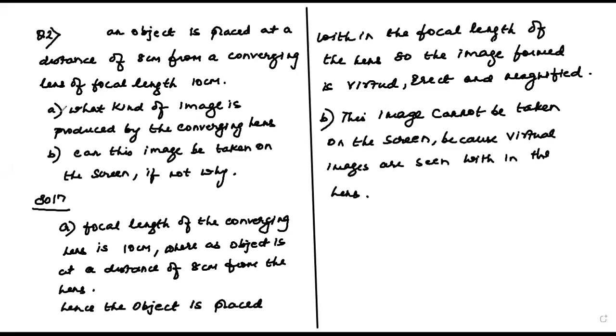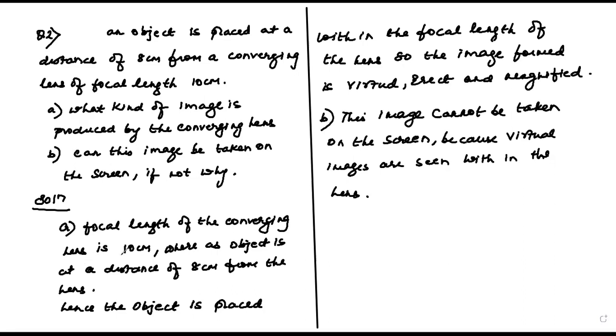And focal length क्या है लेंस का? 10 centimeter. First question, what kind of image is produced by the converging lens? मतलब nature of the image आपको बताना है. And can this image be taken on the screen? If not, why? So उसका answer देखिएगा.